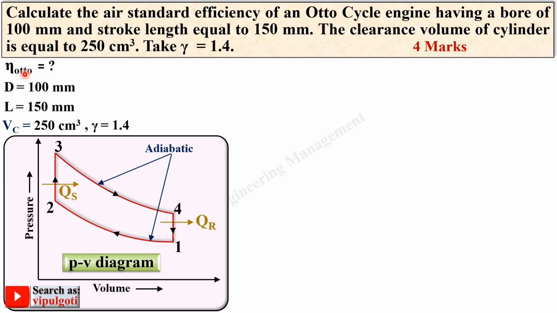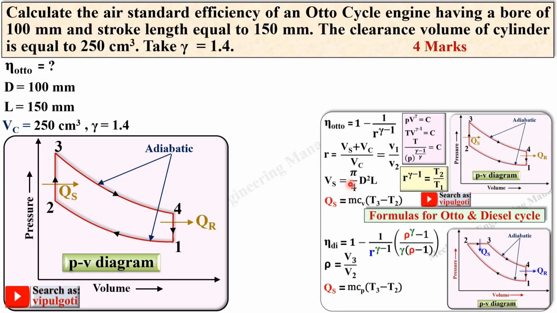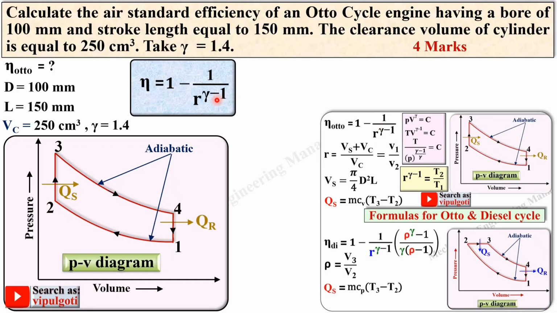Now here you can see efficiency of Otto cycle is the objective. So the efficiency of the Otto cycle is equal to this equation. Start from this equation because this is your objective. But the compression ratio is not given to you, so I can't find the efficiency of the Otto cycle directly from this equation. So first I should find the compression ratio R.